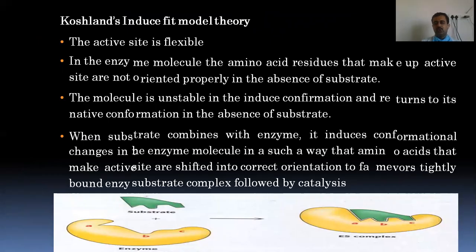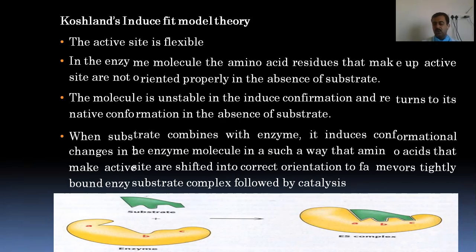Another theory was put forward, that is Koshland's induced fit model theory. The active site is flexible. Why is it flexible? Because in the enzyme molecule, the amino acid residues that make up the active site are not oriented properly in the absence of substrate. So this model explains that the binding of the substrate will modify the active site of an enzyme.